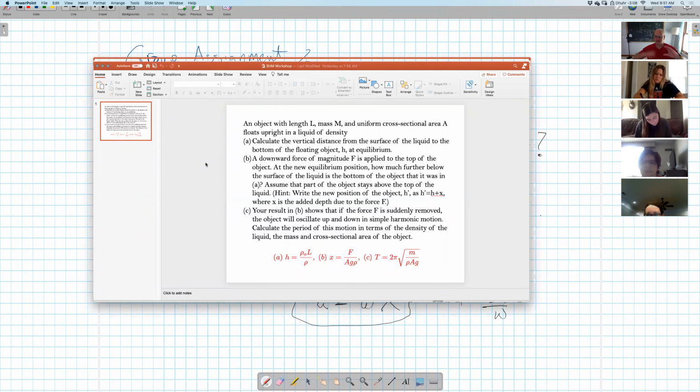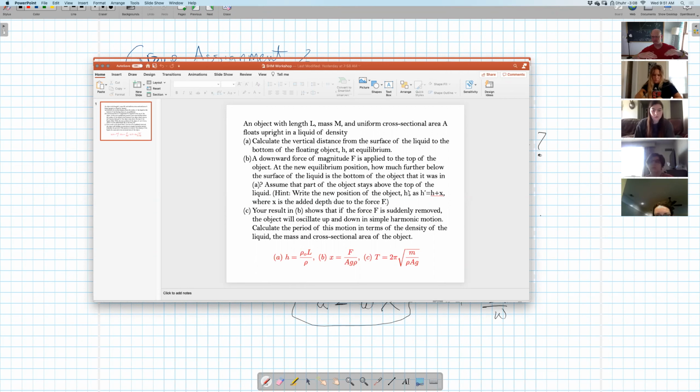In the second part, now we're going to push down on it with an amount of force F. If you want to think about this as a boat, initially the boat is sitting in the water, and then you get into the boat. What happens to the boat? Well, the boat sinks down further into the water. So what you're looking for in this part is how much further did the boat sink into the water? Now the last part, part C, is saying, okay, let's suddenly take away that force F. So if you want to think about it, you're standing in the boat, you jump out of the boat.